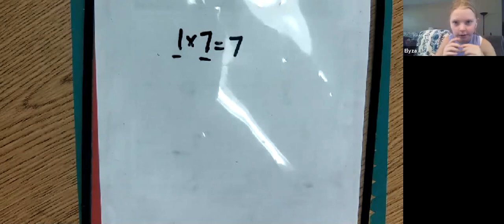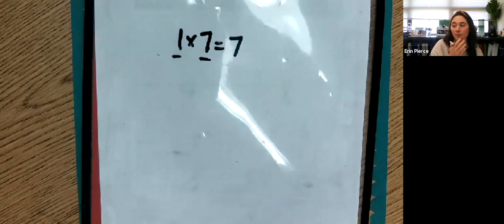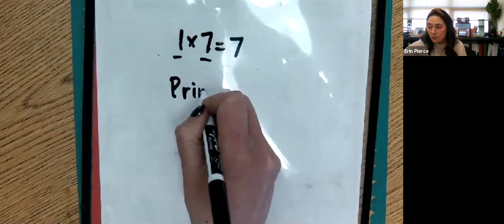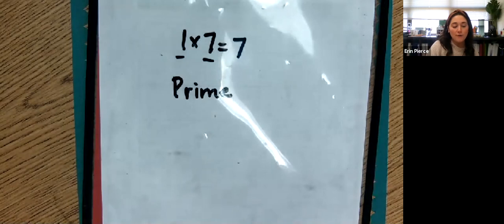No. So number 1 times 7, the number 7 is what we call prime. It only has 2 factors, 1 pair, 2 factors, okay? Numbers like 7, 5, 1 are called prime numbers. They can only be multiplied by the number 1 and itself.